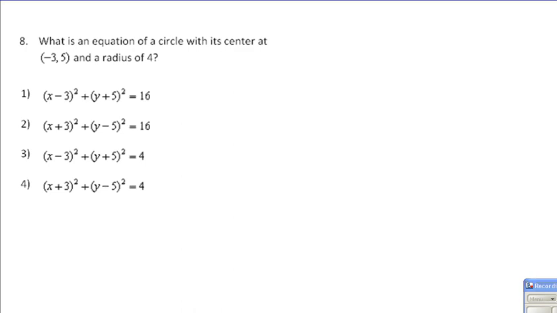Alright, next question, number 8. I believe this is basically the same thing. Radius is 4, therefore it can be one of these. And then negative 3 was the x center value, so therefore x plus 3. Choice number 2 would have been our answer.